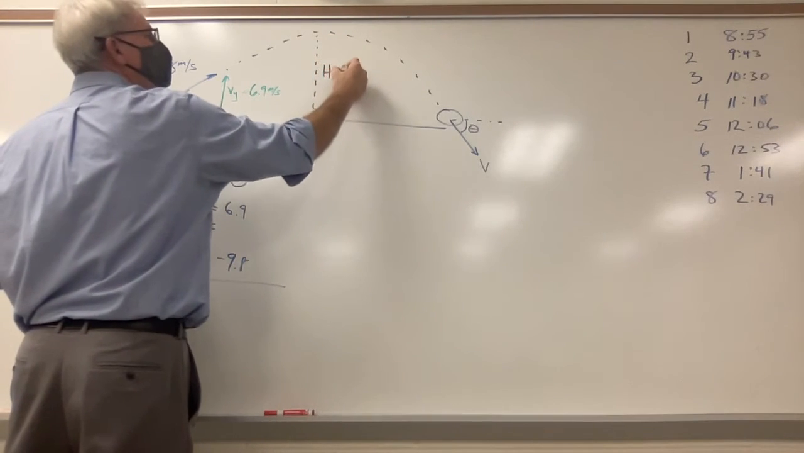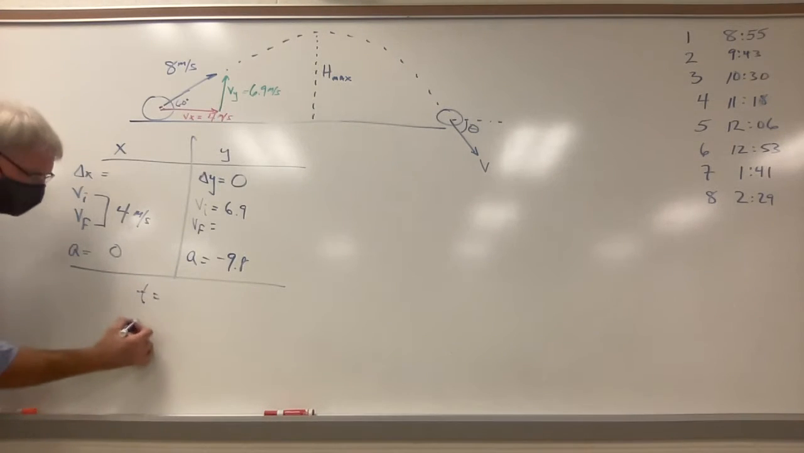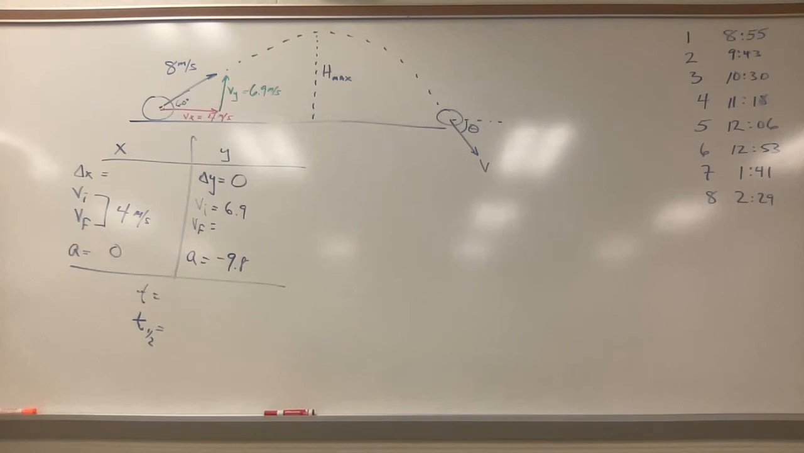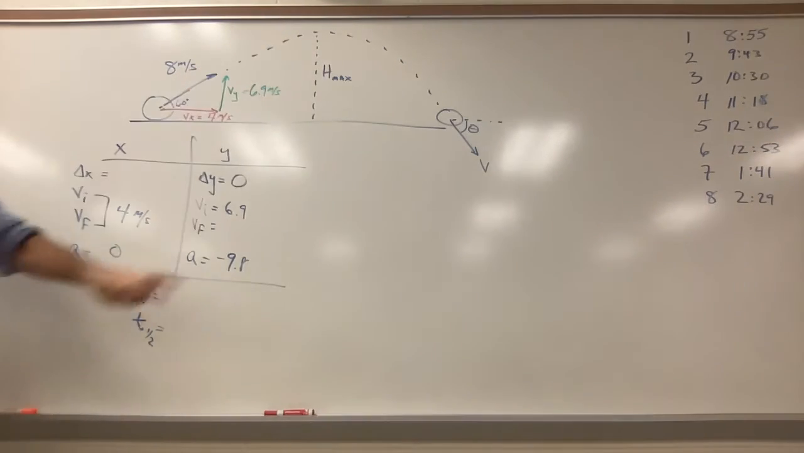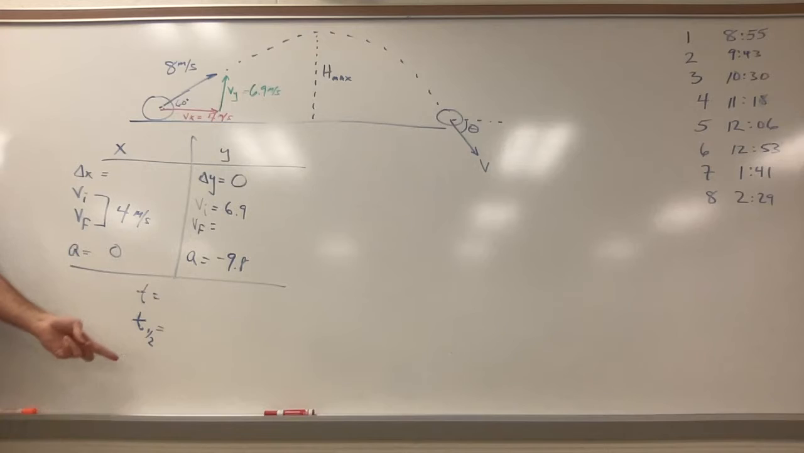Time divided by 2. So we're going to be interested in time, and then we're going to take our time halfway, because that's the apex. That's where we get our maximum height. So we're going to be interested in these two things. Now we've got to figure out how to get time so I can divide it in half.